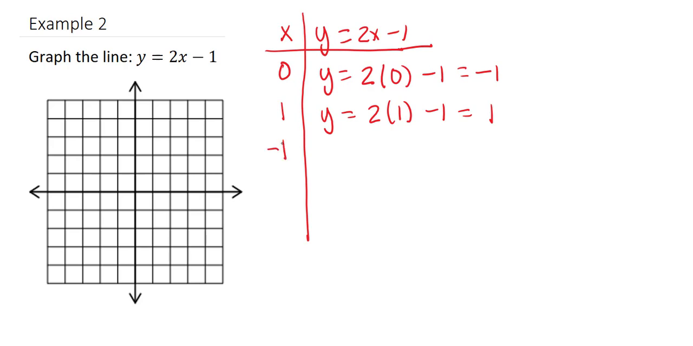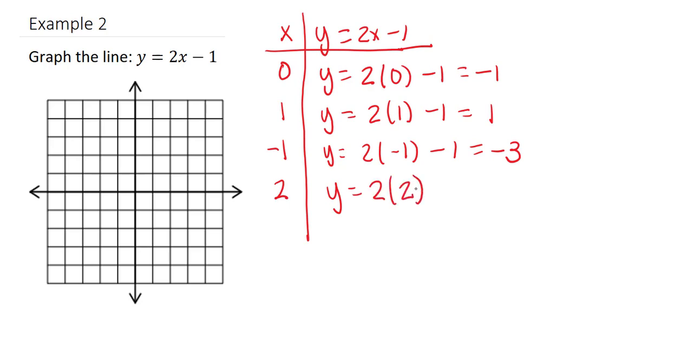Then let's pick another value. Let's say when x is equal to negative 1. Well then, y equals 2 times negative 1 minus 1. 2 times negative 1 is negative 2 minus 1, which is negative 3. What if we have x equals 2? Well then y is equal to 2 times 2 minus 1. So we have 4 minus 1. So that is then 3.